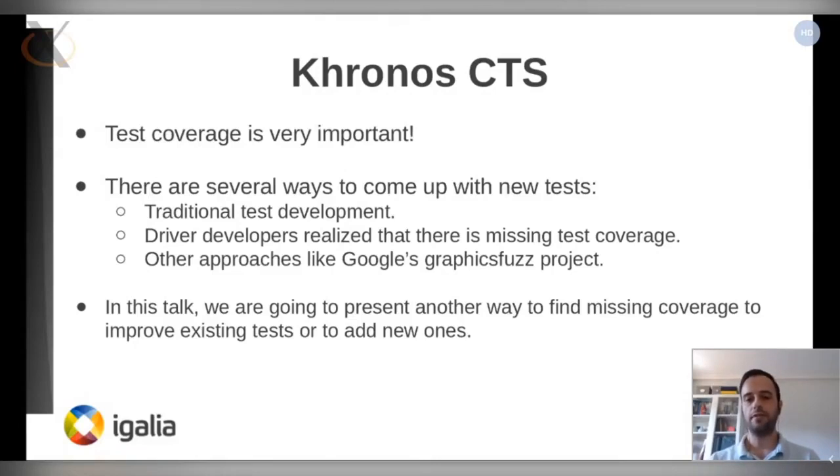There are other approaches, like, for example, fuzz testing, that, for example, could provide invalid, unexpected, or even random data as inputs to the different API functions, or to shader opcodes, among other things. One example of this work is the Google project called GraphicsFuzz. In this talk, I'm going to talk about another way to find new missing coverage for CTS. It is based on analyzing the Mesa code coverage after running the whole CTS suite on different drivers.